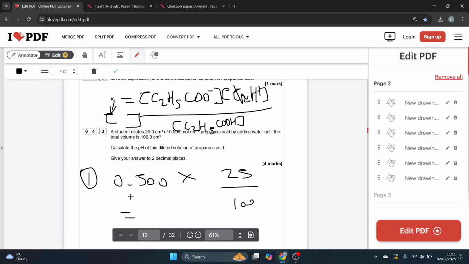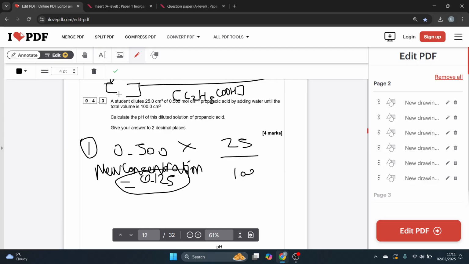I get 0.125. Now what is this? This is not the moles. This is the new concentration. And that's really important that you know that, because the first time I attempted, I thought it was the moles. Which makes sense because that's the volume and then that's the concentration. But I'm just trying to find the dilution factor. So what's the new concentration I have?